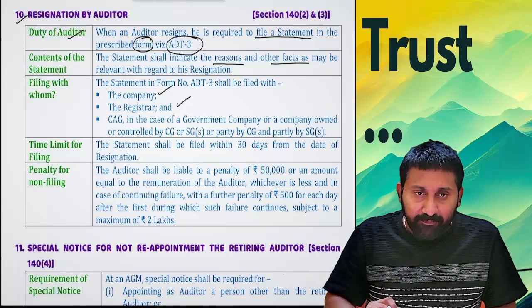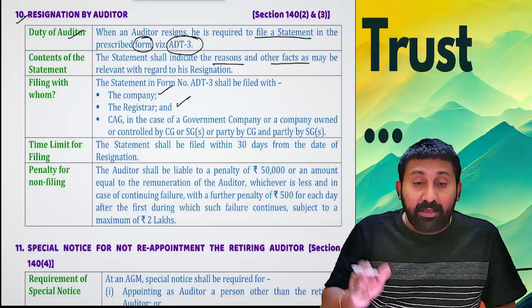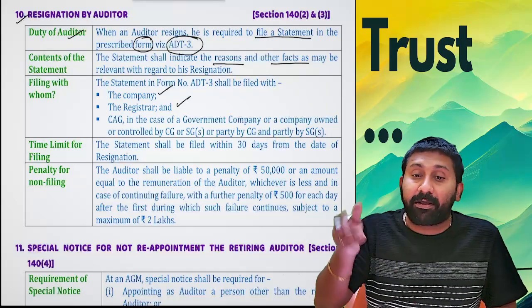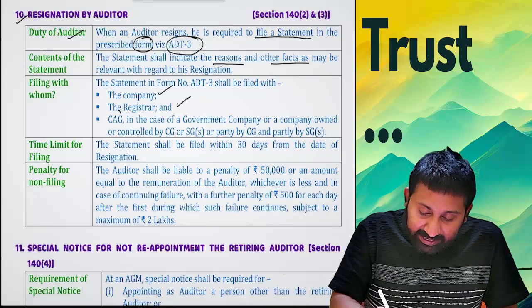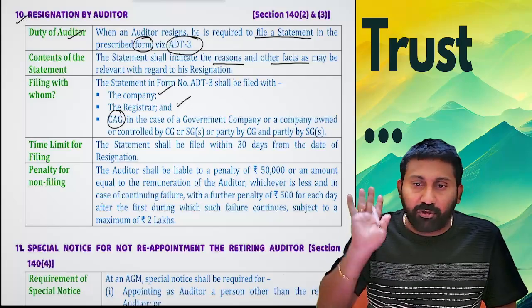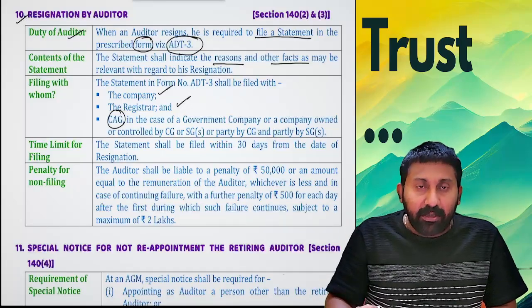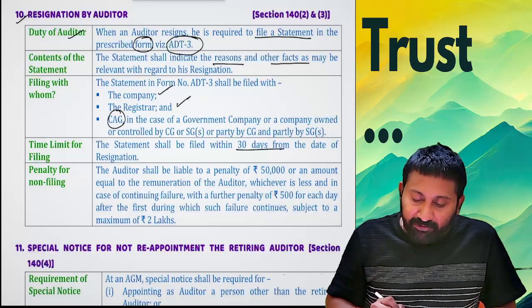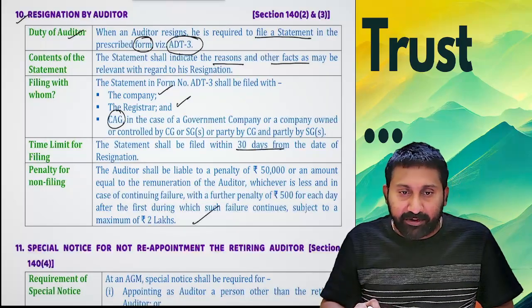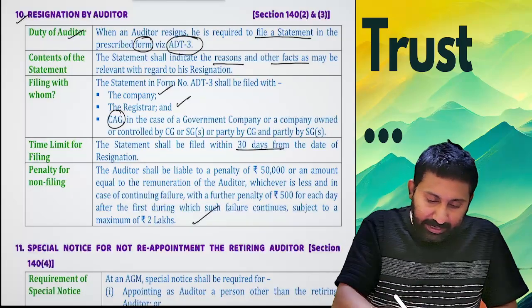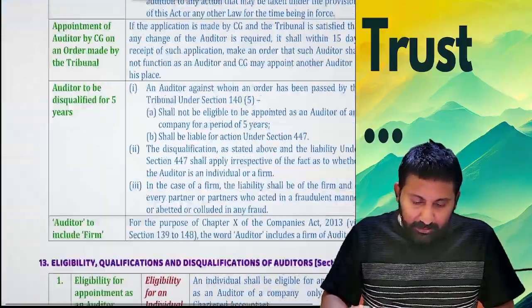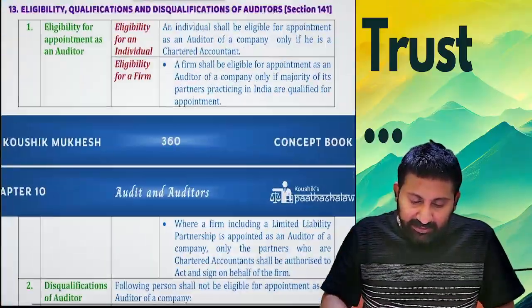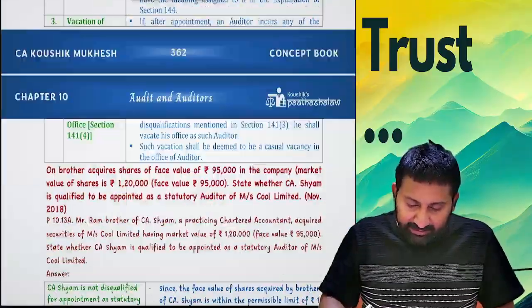That's why the registrar. In case of a government company or government owned entity, the C and AG also you should send. Three people you should send, in case of a government company. Sir, within how many days should I file this? Within 30 days from the date of your resignation, or else the penalty will get attracted. Okay. Next. Removal, resignation over. Okay. Next.